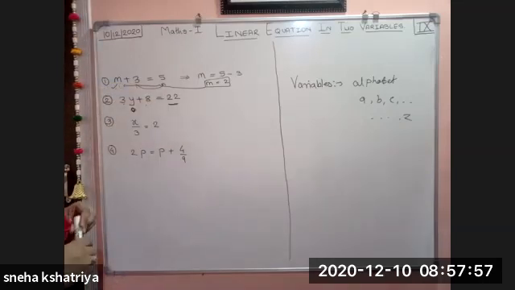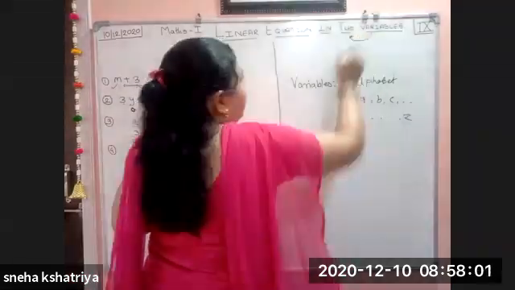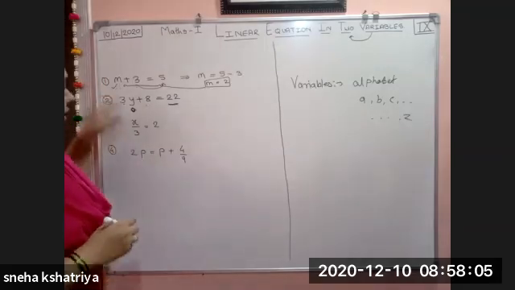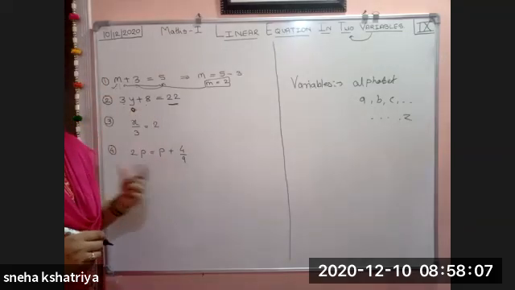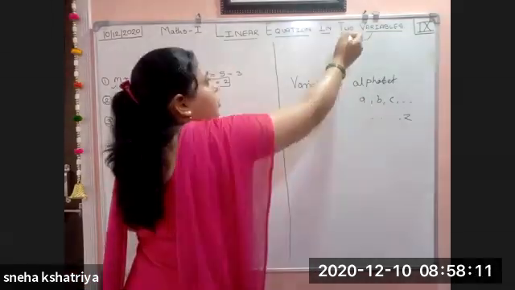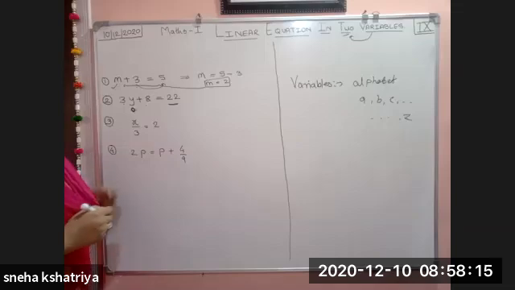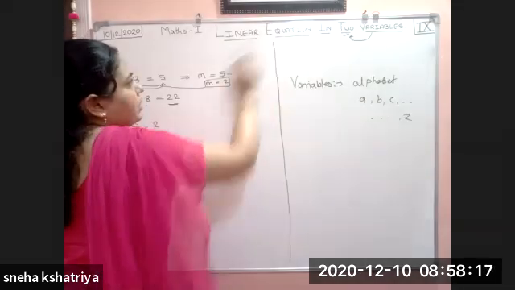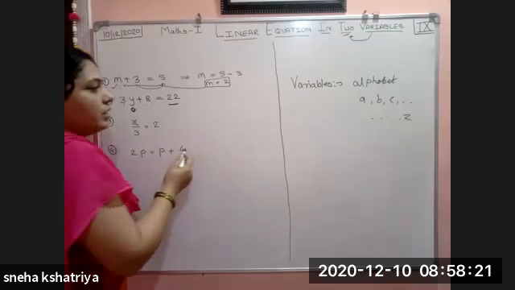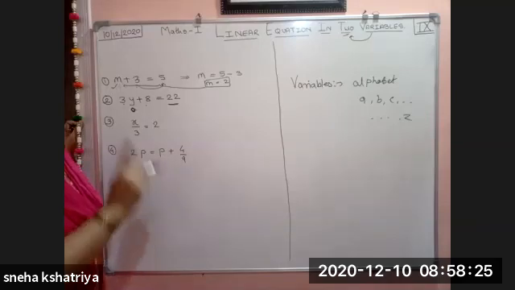So what we are going to study here, we are going to study two variables. With a single variable there is no issue, we can find all the values directly. But here we are going to study two variables. When two variables are there, how are we going to find out? And what is a linear equation? Linear equation means whatever equation is given to you, its variables' power should be 1.